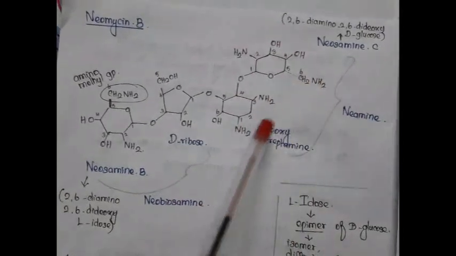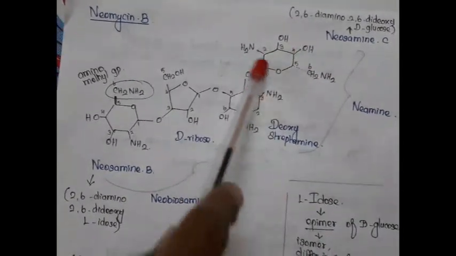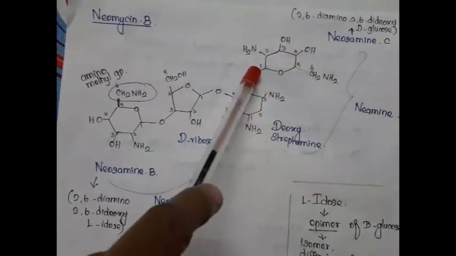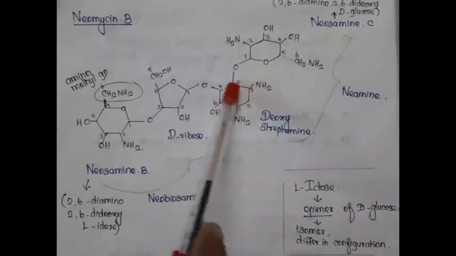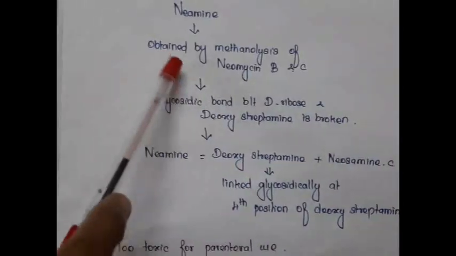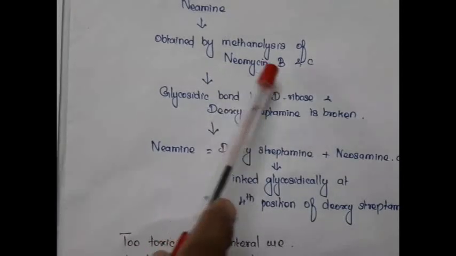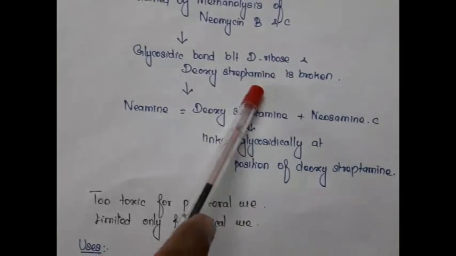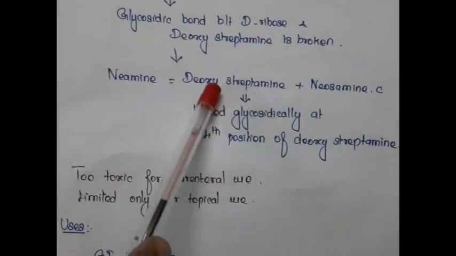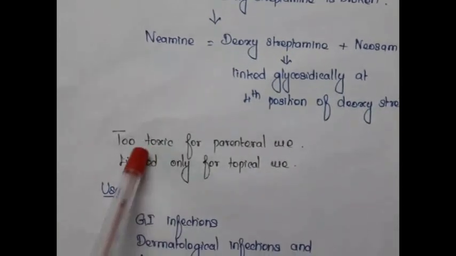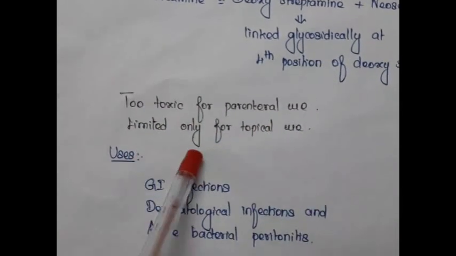How is the neosamine C connected to deoxystreptamine? That is connected glycosidically, so the bond between them is O. Which part will be connected? The 4th position of deoxystreptamine is connected with neosamine C. So it is obtained by methanolysis of neomycin B or C. Actually, the glycosidic bond between D-ribose and deoxystreptamine is broken. So what is neamine? It is a combination of deoxystreptamine and neosamine C that are linked glycosidically at the 4th position of deoxystreptamine. And it is too toxic for parenteral use and it is limited only to topical use.